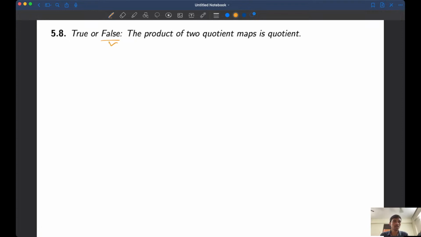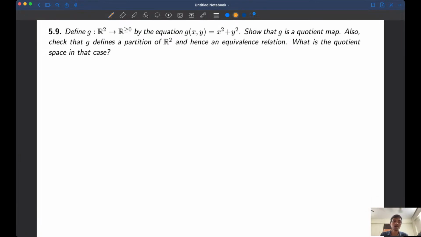And the last thing is almost like an assignment problem. You define your g from R2 to R non-negative as (x,y) goes to x square plus y square. Then you can show that this function is a quotient map, and once you have a quotient map, this g will define a partition of R2, right? Just take the inverse image of each particular point. As this map is onto, that will define a partition of the whole R2. Once you have a partition of a set, you can define an equivalence relation on it, and once you have an equivalence relation, you can consider the equivalence classes, and those will give you the quotient space, right?